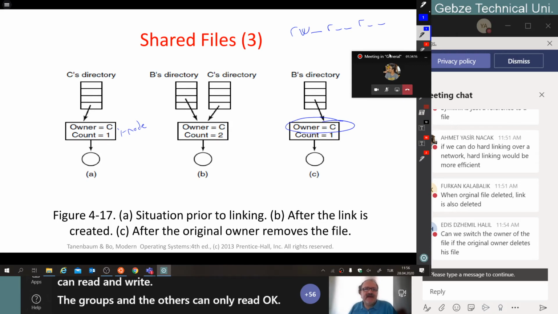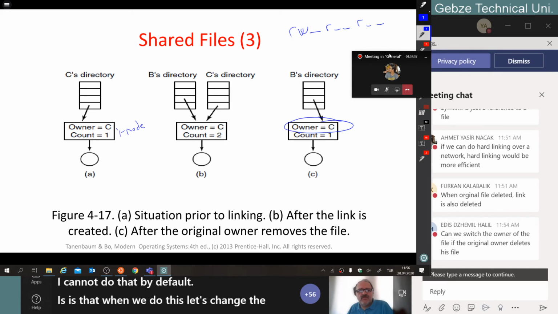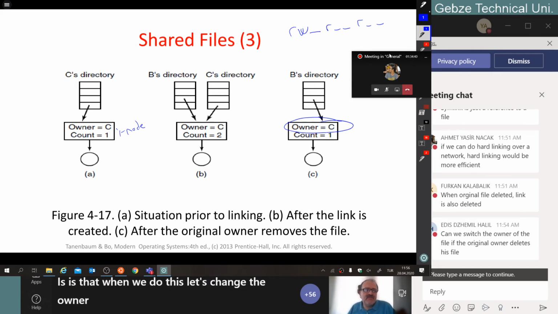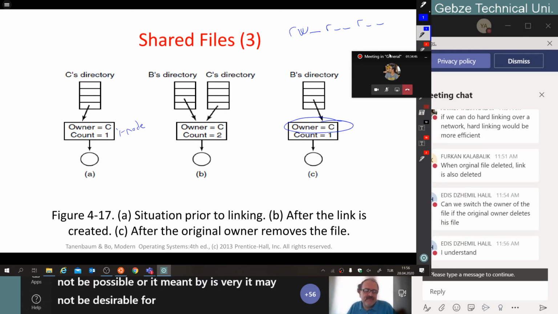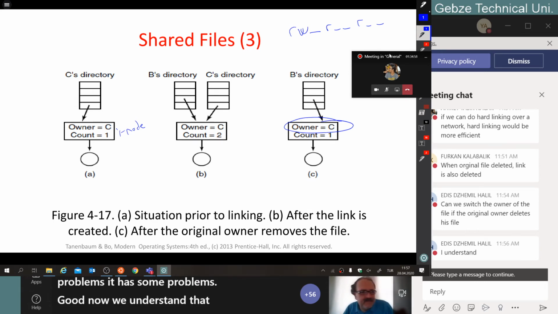In this case, I don't want to switch the owner from B to C, because C doesn't want others to write to his file. Edis, do you understand this? I cannot do that by default. He says that when we do this, let's change the owner from C to B. No, it may not be possible, or it may not be desirable for some cases. So sharing files is nice, but it has some problems. Good. Now we understand the difference between symbolic link and a hard link.